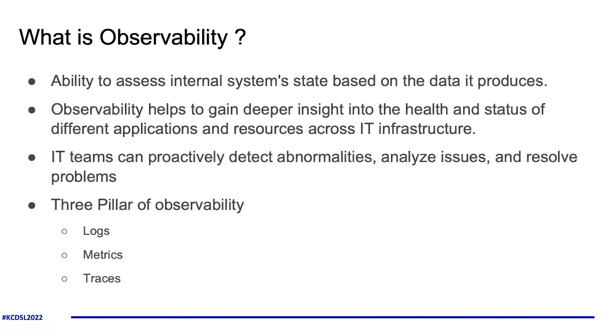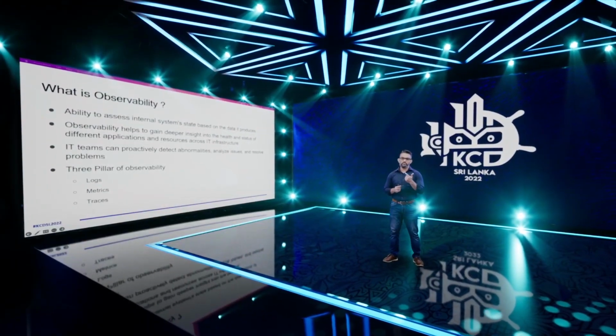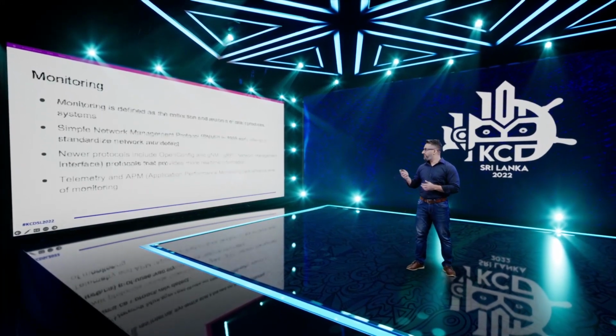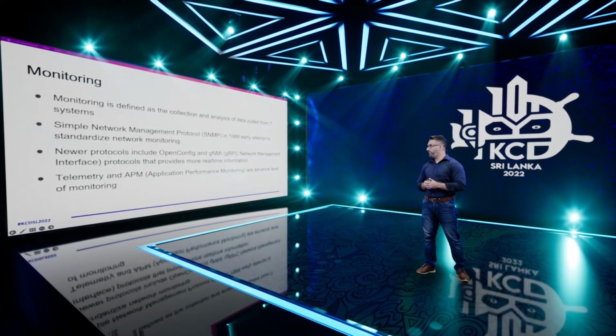This helps to proactively detect abnormalities, analyze issues and resolve them. So the three pillars of observability are logs, metrics and traces. I will discuss that later. Let's move into the monitoring.